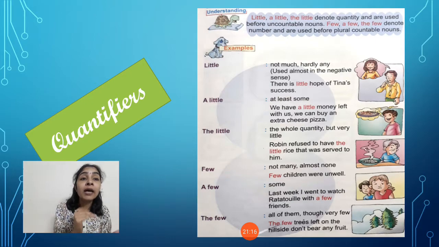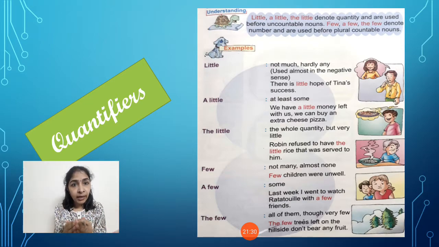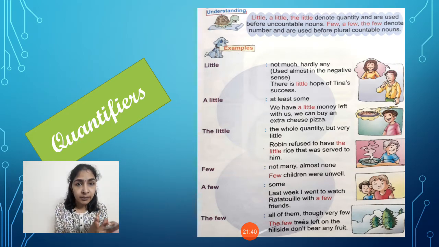Okay, we have a little money left with us, we can buy an extra cheese pizza. So a little means some, little means hardly any, and the little means the little quantity which we have, but the whole amount. Little but the whole is the sense which the little makes. So the whole quantity but very little.